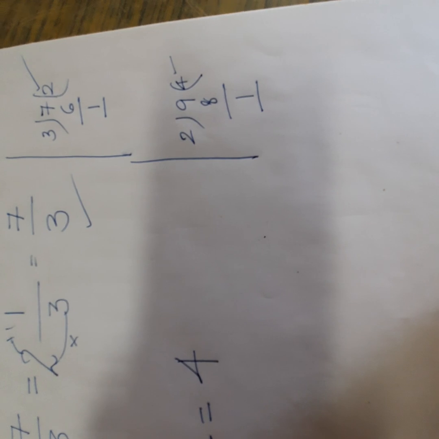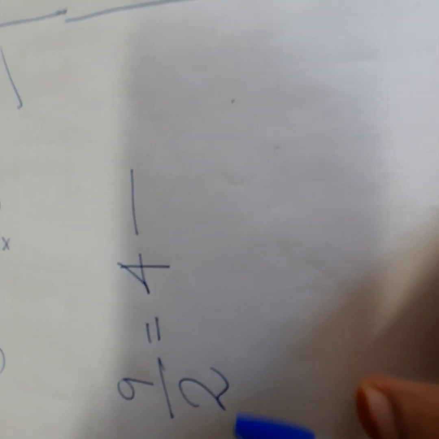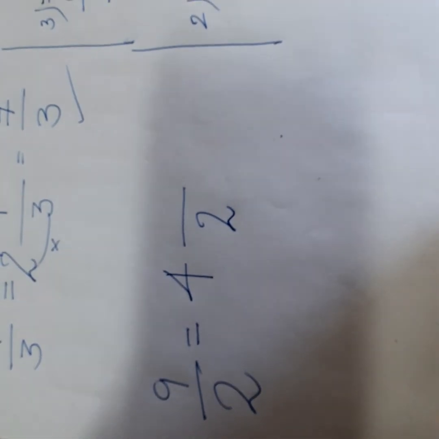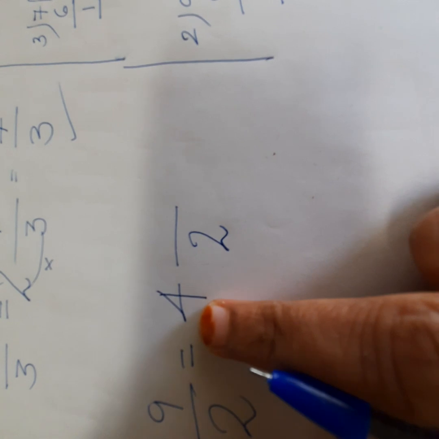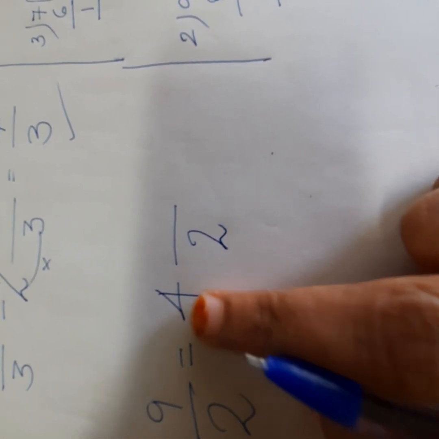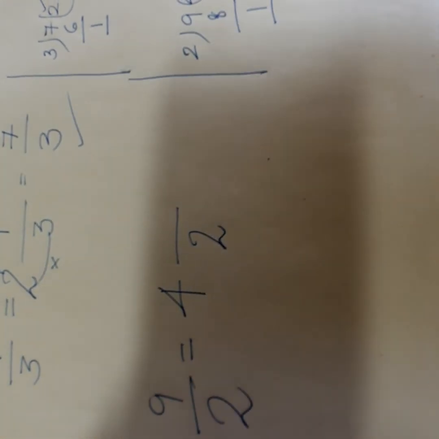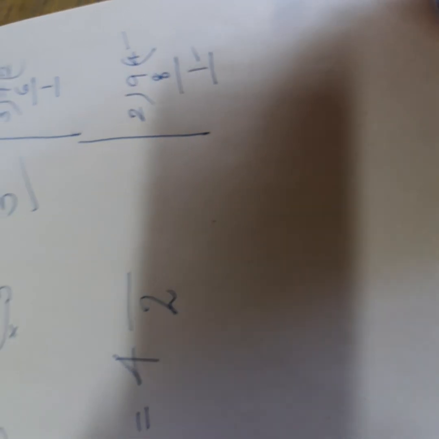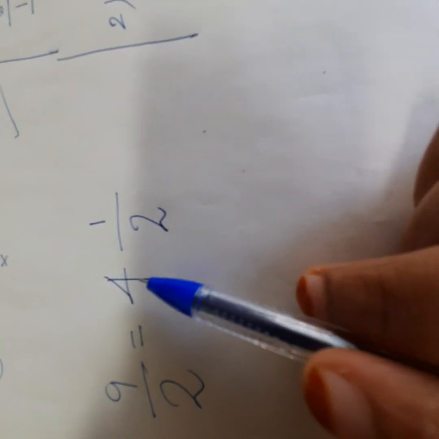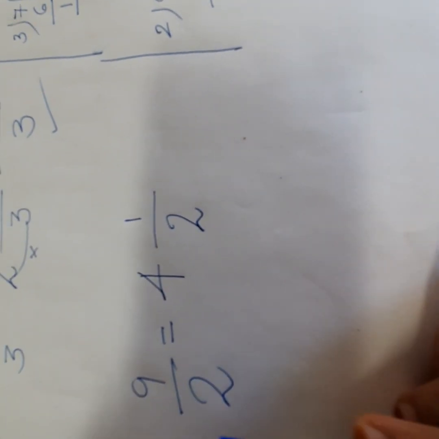There are 4 chapatis, and each chapati is cut into how many pieces? We know the denominator is 2 here, so 2 pieces. There are 4 full chapatis and each chapati is cut into 2 pieces. Along with the 4 full chapatis, the remainder is 1, so that will come here. We have 1 half also. 4 chapatis full and 1 half. 4 and a half is nothing but 9 by 2.